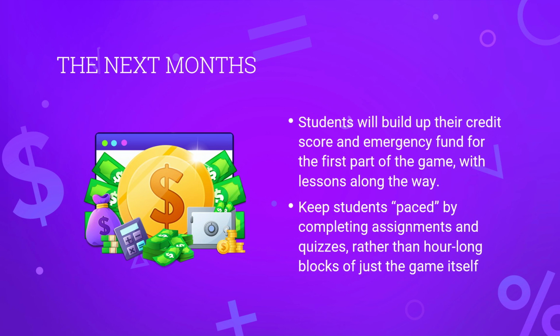So after the first month, your students can kind of go out on their own. Their goals are to build, like I said before, their credit score and emergency fund and learn all of the lessons that we have built in on the way. We recommend keeping students paced by making sure that your class completes its assignments and the quizzes rather than just sitting for an hour and playing the budget game straight. And a lot of students are going to want to do that because the budget game can be quite engaging. But put some emphasis on the assignments, otherwise you're going to have some students who tend to get ahead of the class, which means they're going to finish before everybody else too.